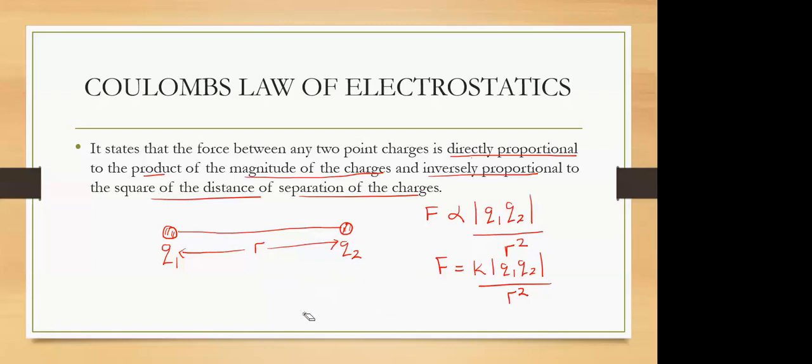But what does K stand for? Whenever you find that K, K stands for constant. And that constant K is what you call the constant of proportionality. And how is it given? It is given by K is equal to 1 out of 4 pi epsilon. That is our K. Whereby this epsilon you are seeing is what you call the permittivity of the medium.